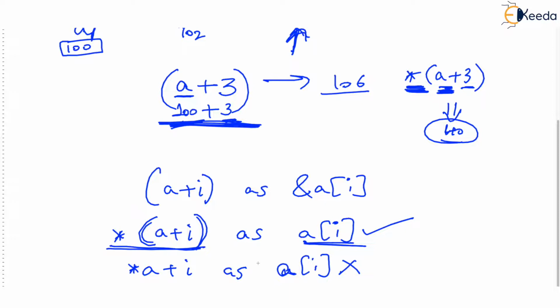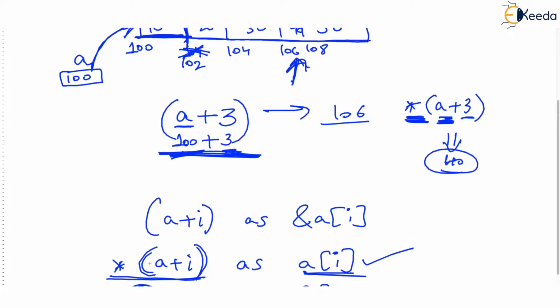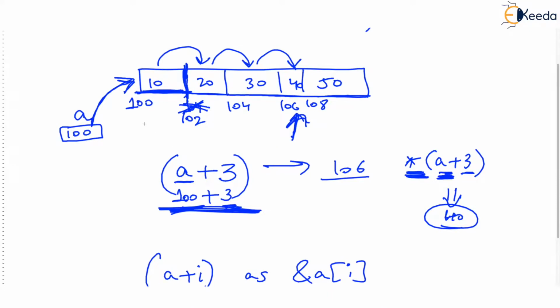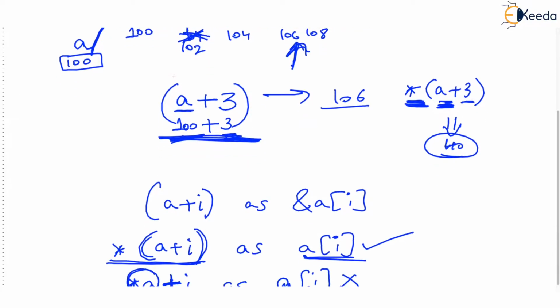Why really? Because the asterisk symbol has higher priority than the addition symbol. So please try to understand, if you write the notation like this, then what C will do is first compute asterisk A. And note, asterisk A is nothing but 10 in our picture, because asterisk A means the value to which A points, and that is 10. Correct? And then we are adding I to it.